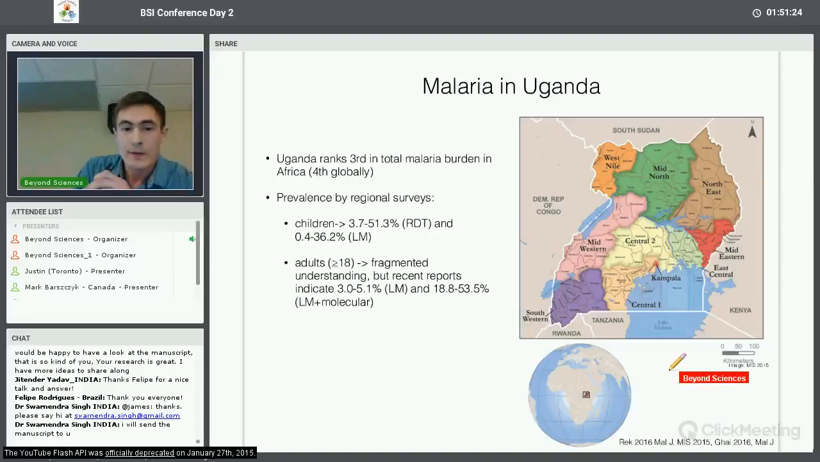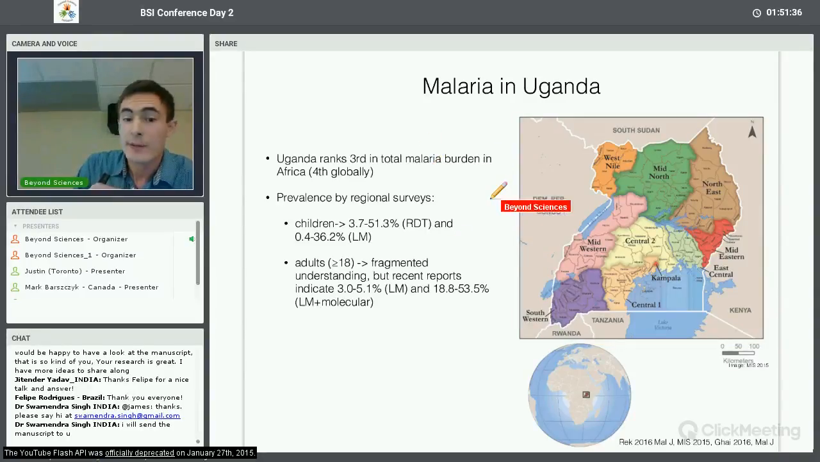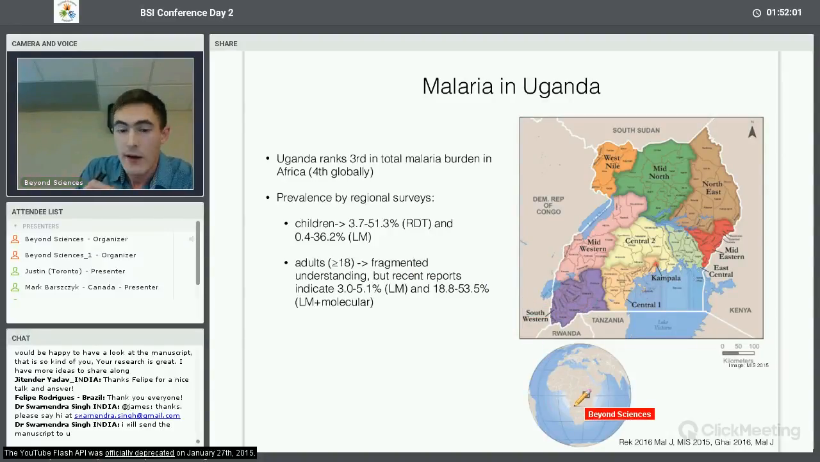So malaria in Uganda, since my presentation is actually focusing on this infection in Uganda. Uganda ranks third in total malaria burden in Africa and fourth globally. Prevalence of malaria in Uganda varies a lot by region. Essentially, you get different numbers for children, and data on adults is very fragmented. So depending on the study and methods used, you get different numbers, and recent epidemiological data are very, I would say, unclear for these regions.